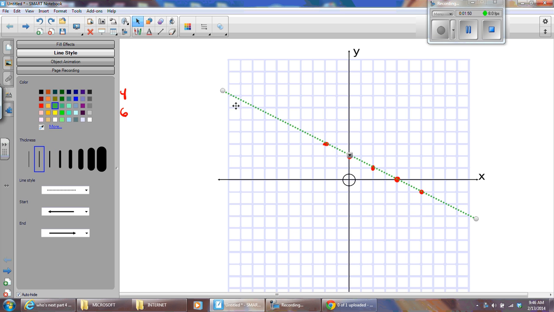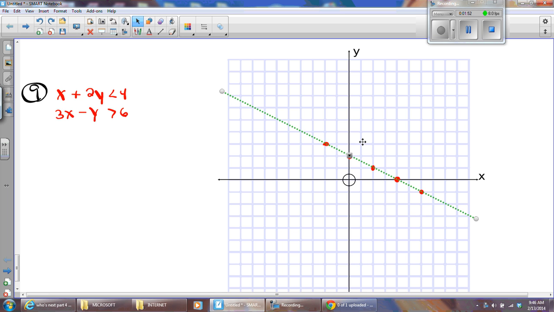Okay, I'll make it a little thinner. There we go. My line gets too fat. I can't tell what's going on with it, so I like my lines thin. But that's okay. All right, here we go. Now I got to decide where to shade.